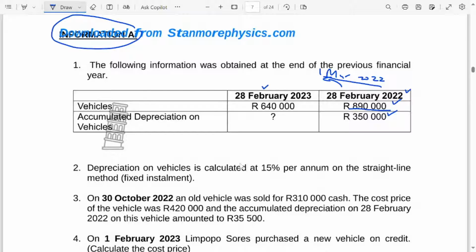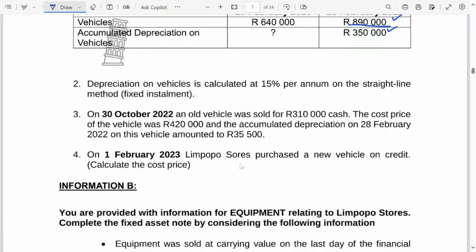Then they did not give us the closing balance for the accumulated. Let's continue. They said, depreciation on vehicles is calculated at 15% per annum on the straight line method. So we are using the cost price method. And then they said, on 30 October 2022, an old vehicle was sold for 310,000.